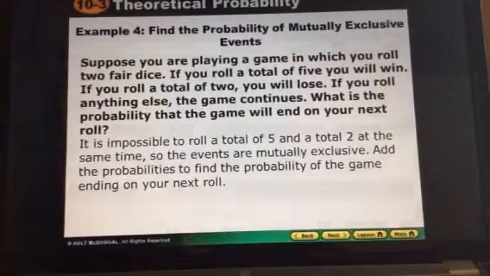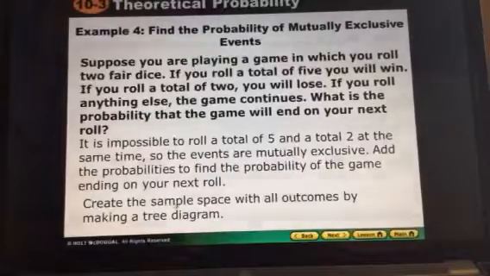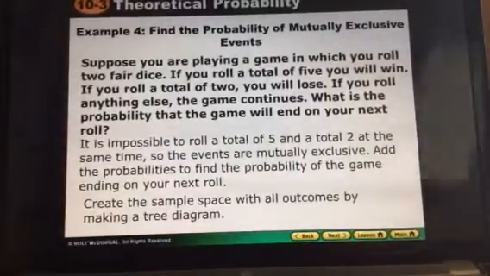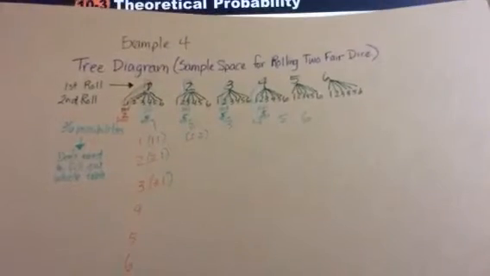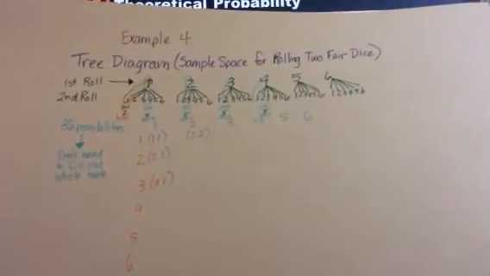Okay? So they're mutually exclusive, so you're going to add the probabilities of rolling a total of 5 and getting a total of 2. So we have to create a sample space. So we're going to make a tree diagram, and again, I've done that on a piece of paper. So if we look at this one, our tree diagram, which is the sample space for rolling 2 fair dice.